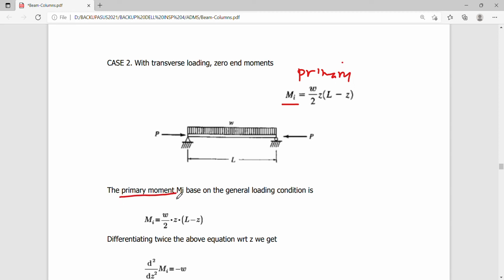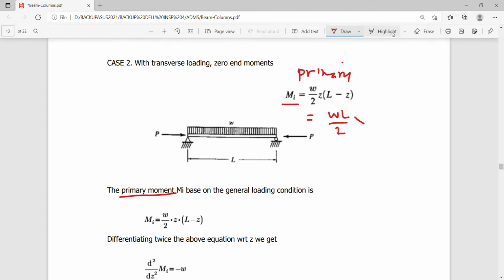Okay, so Mi is actually equivalent to the reaction, and then we simply multiply it by the value of the moment arm in this regard. So it is now wL/2 times z minus wz squared over 2. So you just cut this beam here, just like you do in a beam problem, and then you get the moment there, which is Mi.